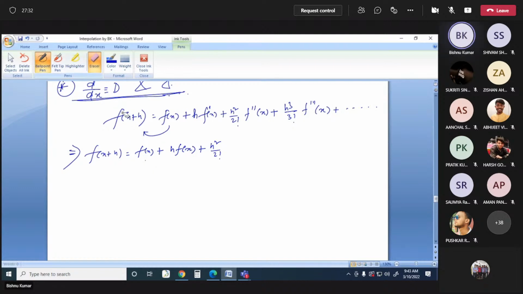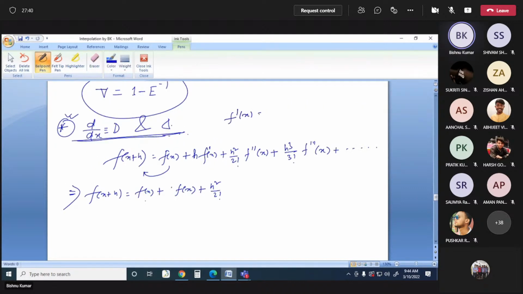Actually, f dot x means, tell me, del f by del x, and that I am able to write as D of f x. Similarly, f double dot x will be D square f x. Triple dot x is D cube f x, because D is the derivative operator. That operator is working on f x. D square operating on f x means the second derivative. D cube operating on f x means the third derivative of f x.